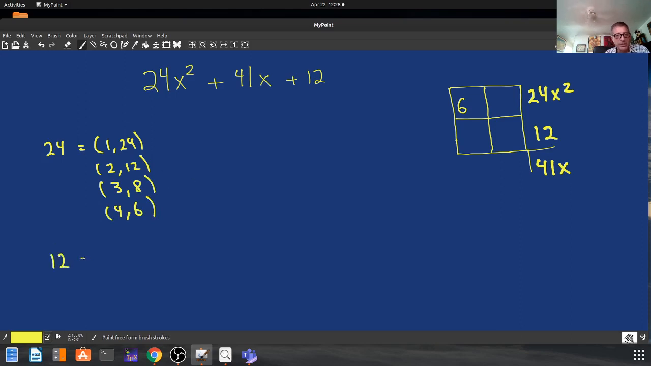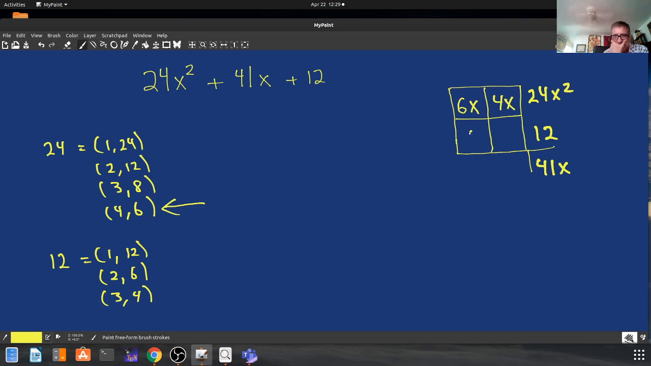And 12 is equal to 1 times 12, 2 times 6, and 3 times 4. The only nice thing about this is everything is positive. So I'm going to try the 6 and 4 for the 24x. So that's 6x and 4x. And I want these to add up to 41. So 1 and 12 is not going to work in either slot.